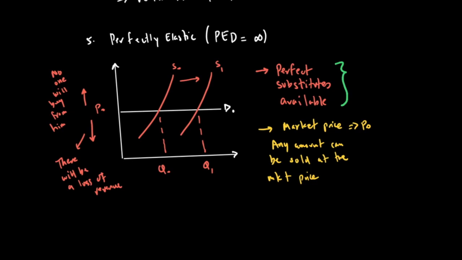So basically, consumers have tons of choices to switch. There is no brand loyalty whatsoever. And why will that be? Because there is a perfect substitute available, so there is no brand loyalty, and switching is extremely easy.